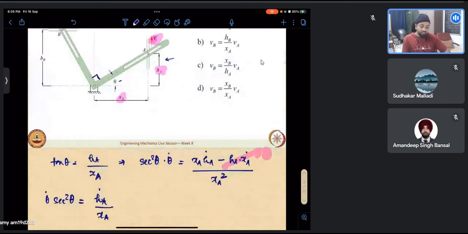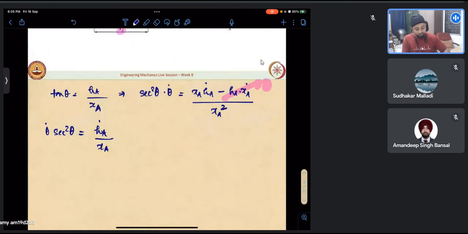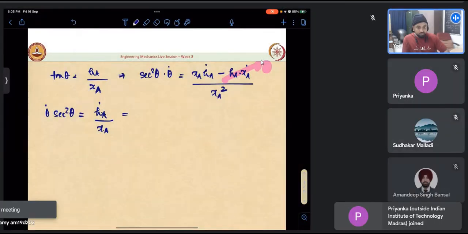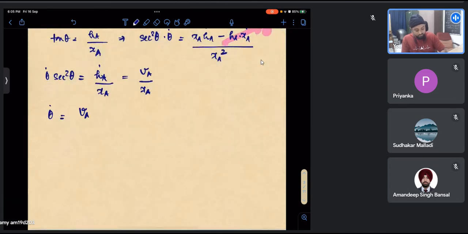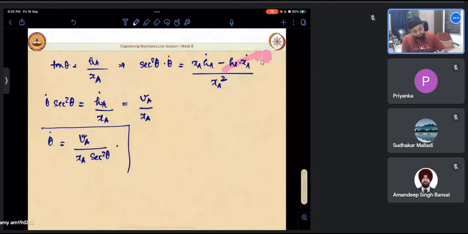From the geometry, HA dot is nothing but VA, that is what we have been given. So this is essentially VA by XA. So far so good. So this theta dot we can get as VA by XA secant squared theta.